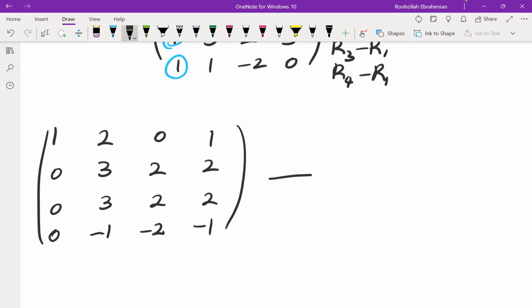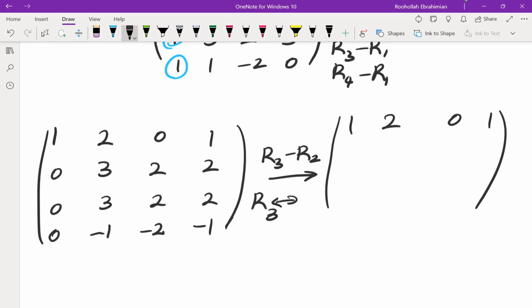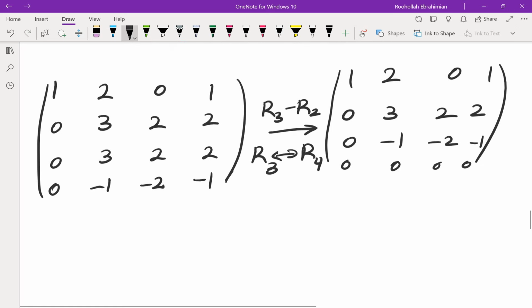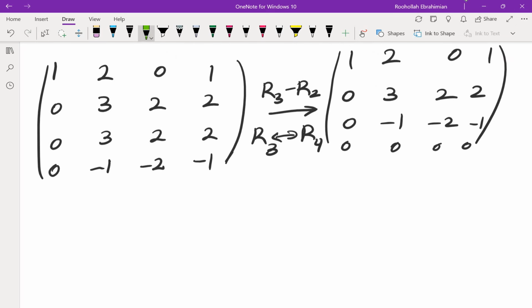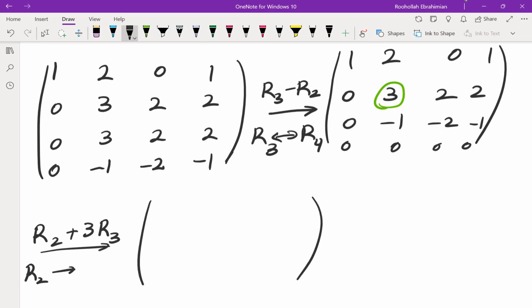Now I will take the third row, make that 0, and see what goes on here. So I'm going to do 1, 2, 0, 1. So row 3 minus row 2. And I'm going to swap the row 3 and row 4. So 0, 3, 2, 2, 0, negative 1, negative 2, negative 1, and then 0, 0, 0, 0. Okay, so that's nice. Now I'm going to use that to make this one 0. So we will do R2 plus 3 R3. And then we can swap R2 and R3. Just to make sure that the matrix becomes an echelon form.